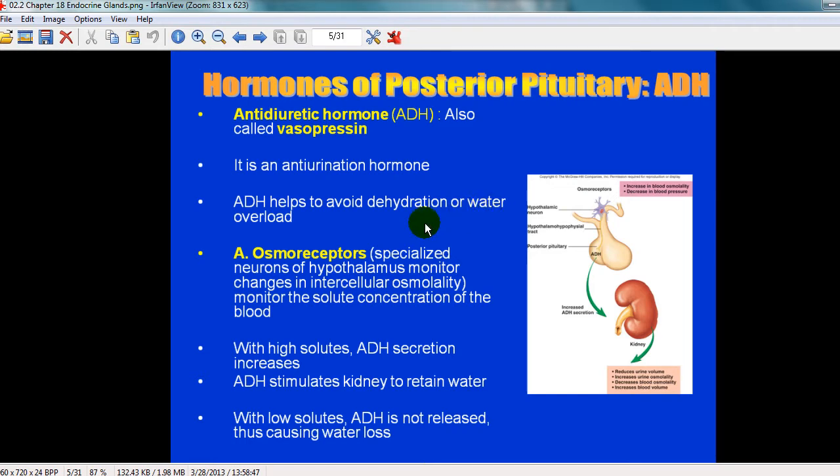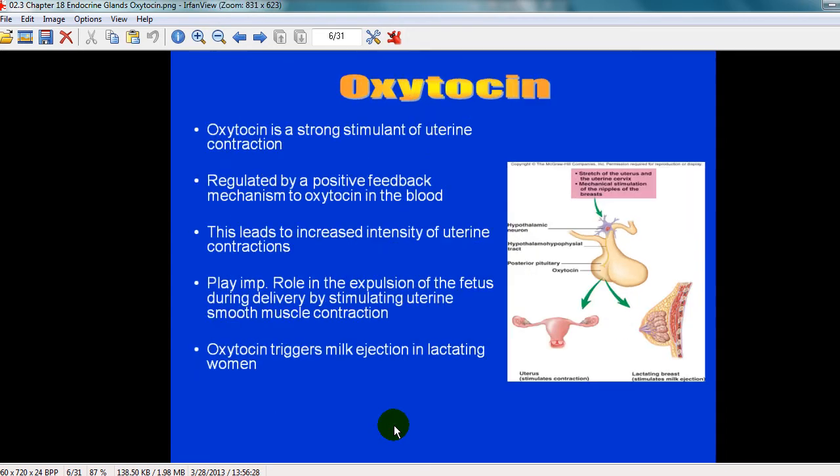overload or loss. Osmoreceptors, that are specialized neurons of the hypothalamus, help to monitor changes in the intercellular osmolality and monitor the solute concentration of the blood as a result. With high solutes, ADH secretion increases, and ADH stimulates kidney function to retain water and causes the change that resulted from ADH to allow for sodium movement and water movement that follows. With low solute volumes, ADH is not going to be released, thus causing water loss and the problems that resulted in its production in the first place.